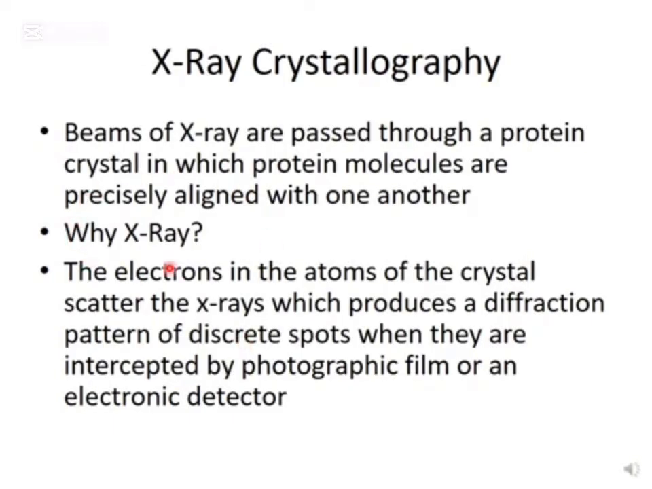The question here is why X-rays are used. The reason is that they have a small enough wavelength to be able to penetrate the protein crystal, and they would diffract off of the different electron densities around the atoms that make up the protein.